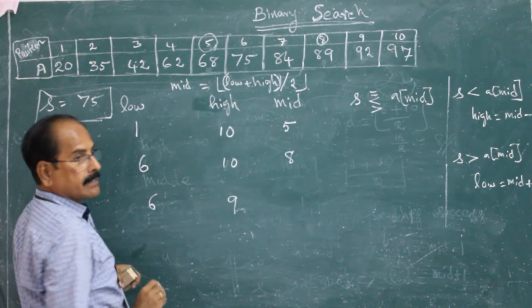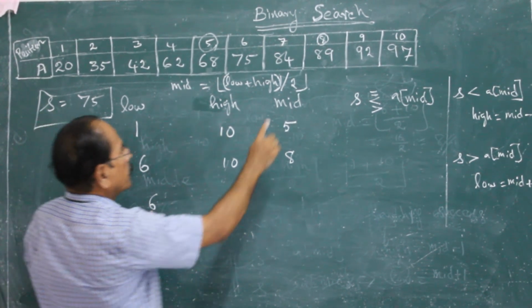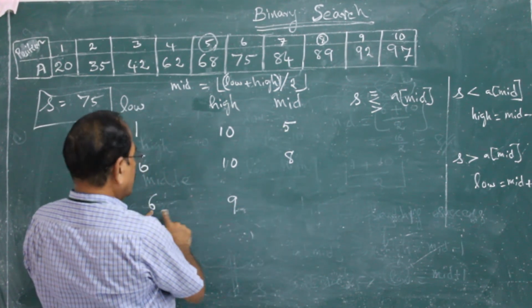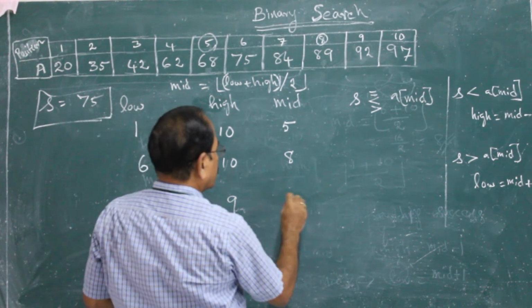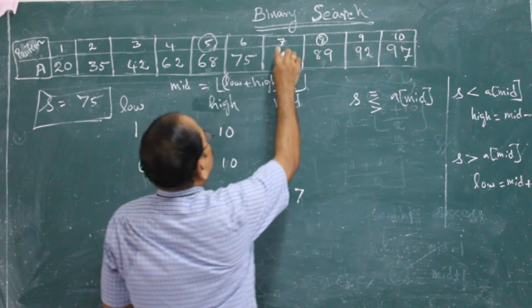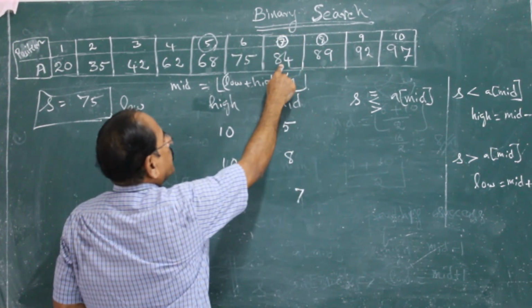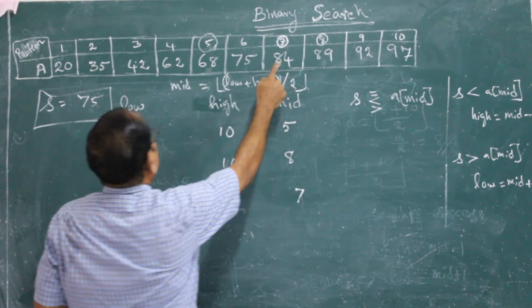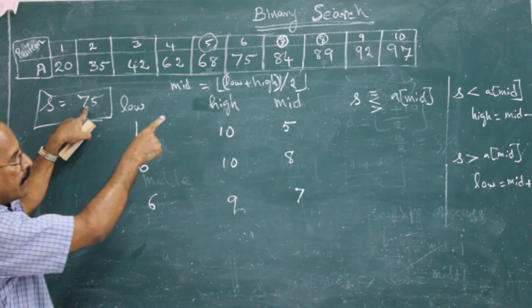So now low is 6, high is equal to 9. So the new mid value is 6 plus 9, 15, 15 by 2, 7.5. So it will become 7. A of mid is nothing but 84. Now compare 75 and 84. 75 is again lesser than 84.